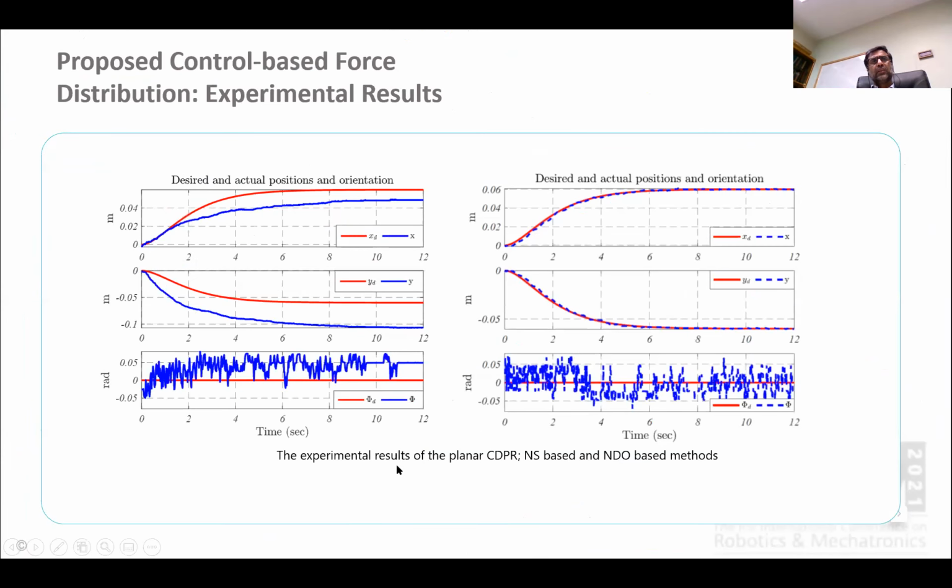In this slide, I show you the preliminary experimental results on a planar cable-driven robot, and the results show that the nonlinear disturbance observer-based method has greater tracking performance in comparison to null space-based methods.